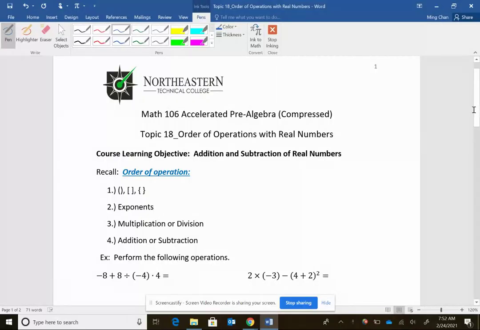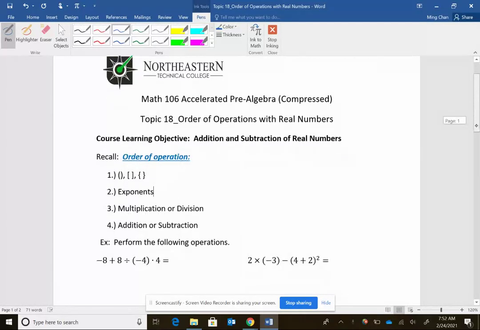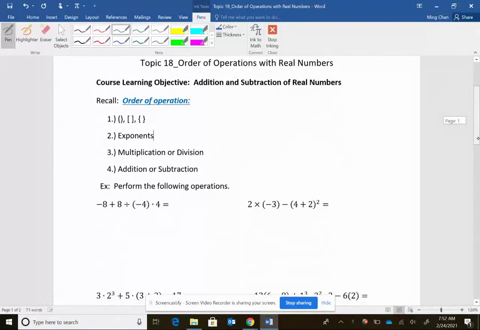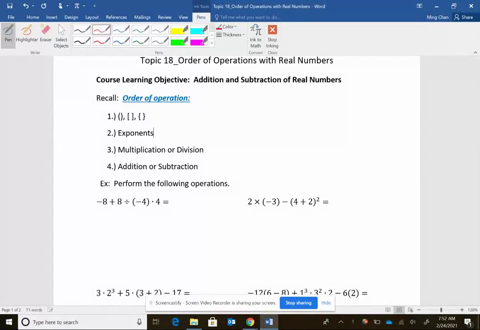So remember in the previous video, we talked about how to identify terms, we need to use addition and subtraction signs outside the parentheses. So let's take a look at this first one. -8 plus, right? Plus sign, addition outside the parentheses, 8 divided by -4 times 4. So I only see one plus sign. So one plus sign separates two terms.